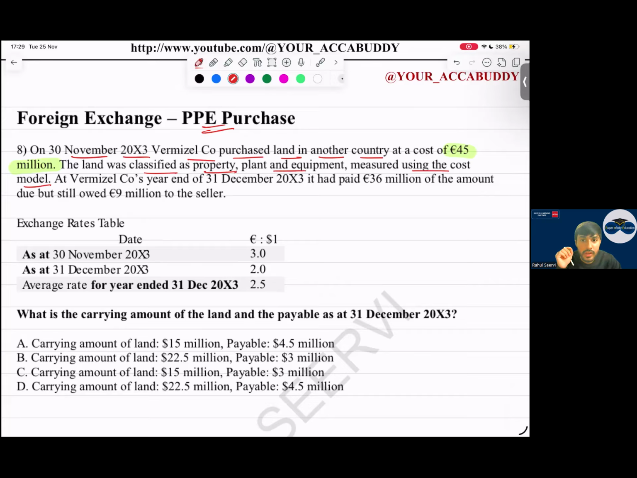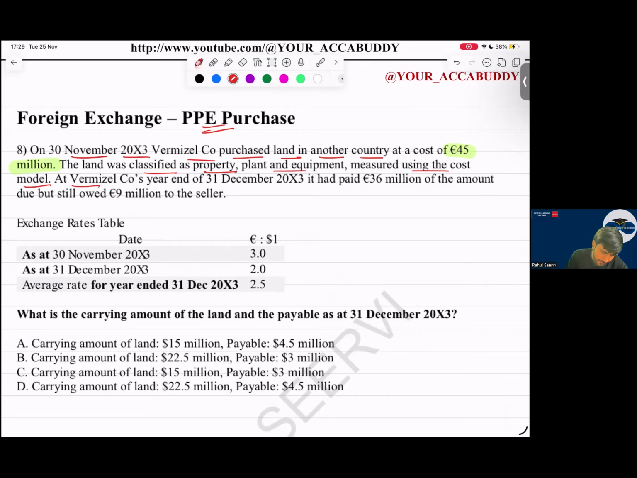In the cost model, remember the rules. On the first day we convert the value and record it as an asset, and then we normally depreciate it. At each reporting date, we will not remeasure it. If it is at cost model, we simply convert this PP today, recognize it as an asset, and depreciate over the useful life. Simple.